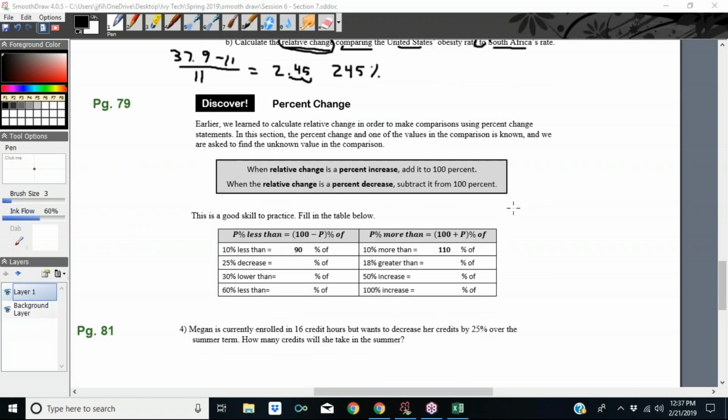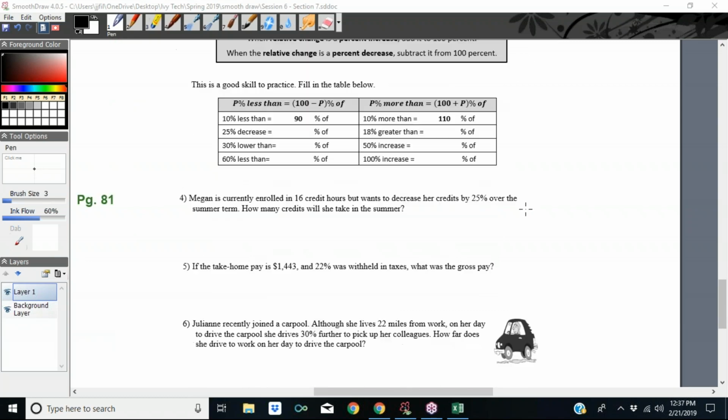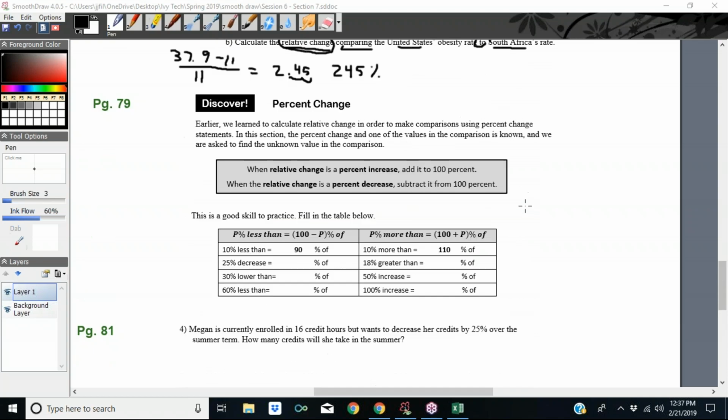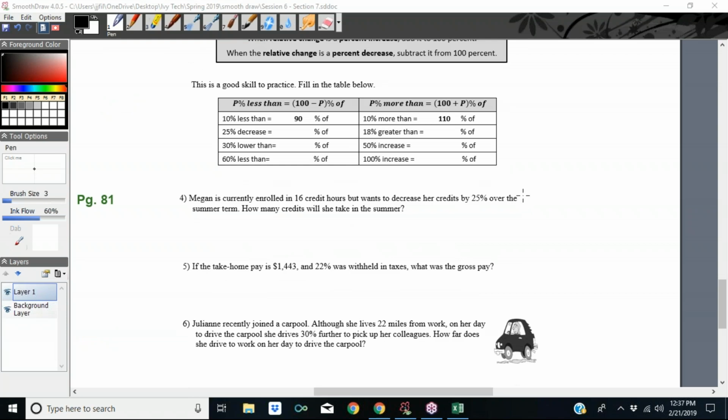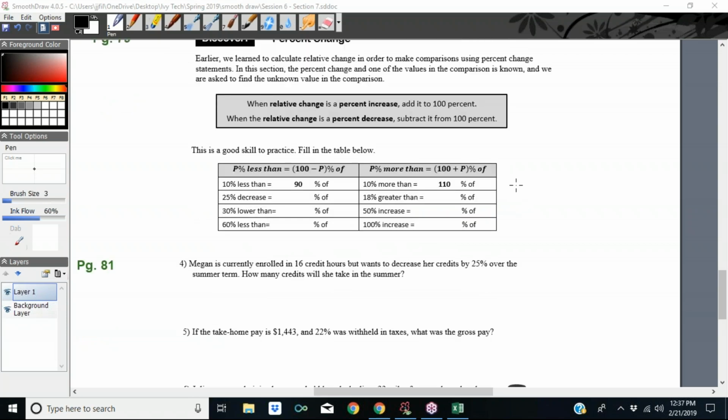All right, hopefully that wasn't too bad for you. So we're going to look now at page 79. And we have just a couple more things left. Okay, so on page 79, we're looking at percent change, and we're looking at the wording so that we're able to do some calculations in some scenarios. So it says here, earlier, we learned to calculate relative change in order to make comparisons using percent change statements. In this section, the percent change in one of the values in the comparison is known, and we are asked to find the unknown value in the comparison.